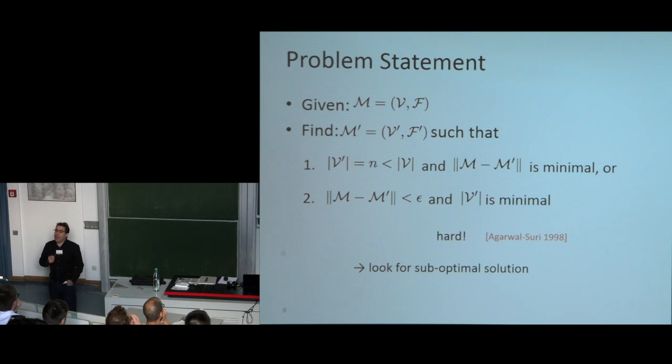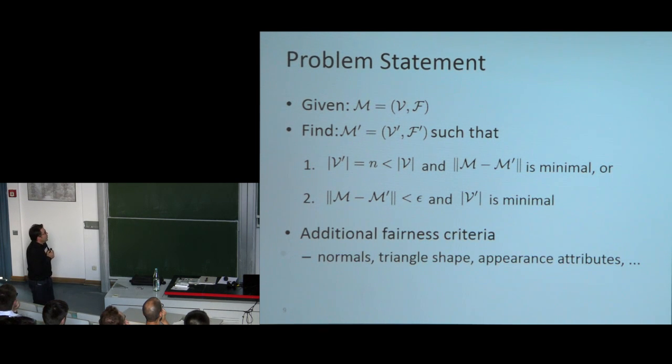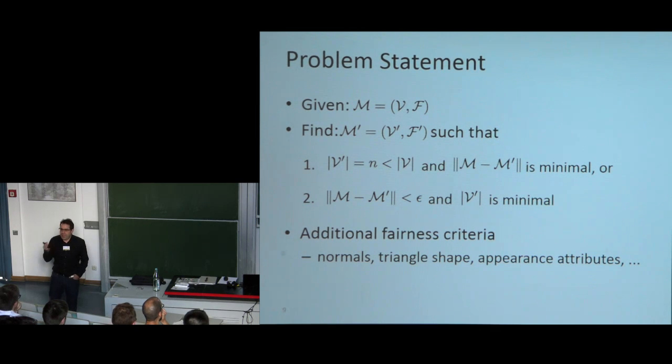This is a hard problem. This is probably an NP-hard problem, even for the approximation of a terrain using a piecewise linear function over a triangulation. So typically in the literature, there are many variants that look for suboptimal solutions. You can also add additional fairness criteria where you may want to control other things like the distortion over the normals, the shape of the triangles, the appearance attributes. I won't spend much time on that.